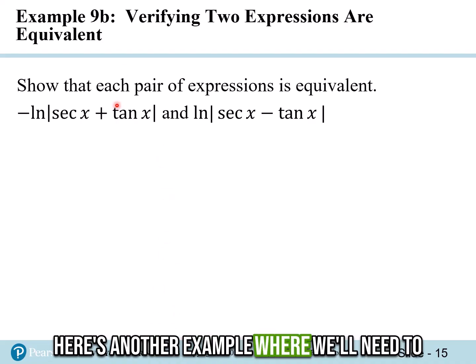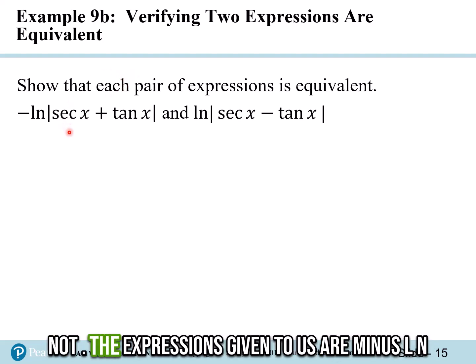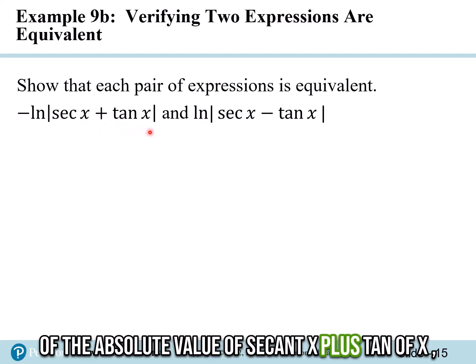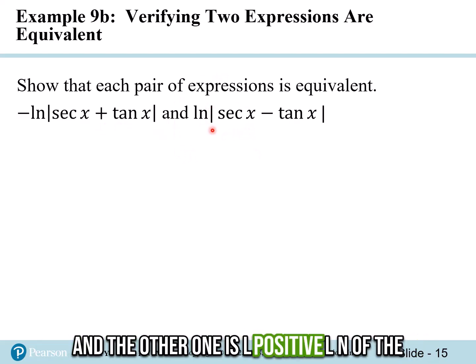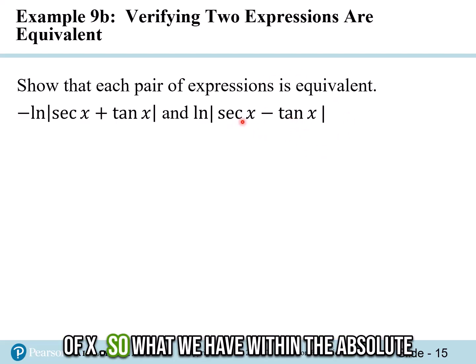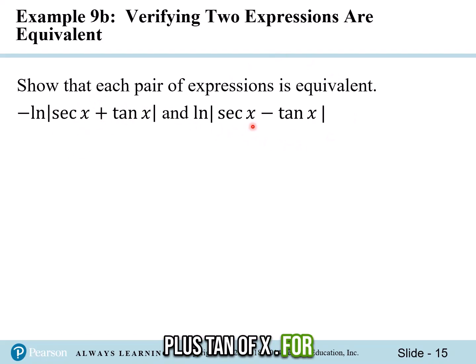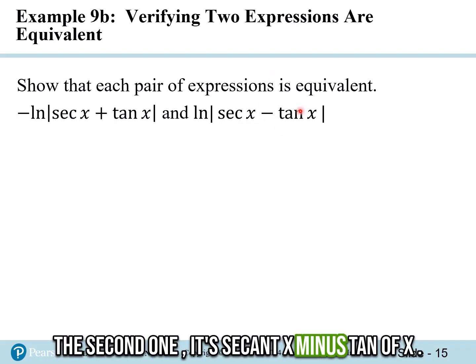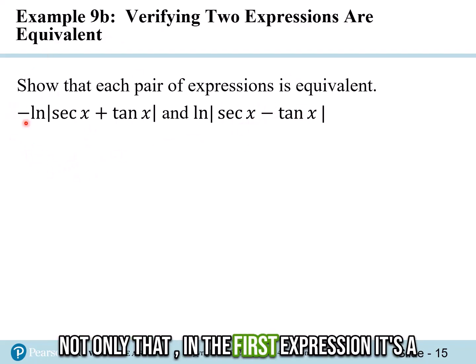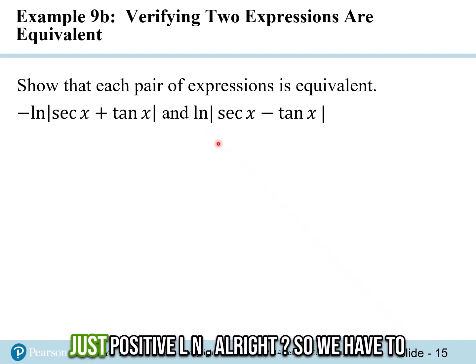Here's another example where we need to verify if the two expressions are equivalent or not. The expressions given to us are minus ln of the absolute value of secant x plus tan of x, and the other one is positive ln of the absolute value of secant x minus tan of x. So what we have within the absolute values is that for the first one, we have secant x plus tan of x. For the second one, it's secant x minus tan of x. Not only that, in the first expression, it's a minus ln, whereas in the second expression, it is just positive ln.